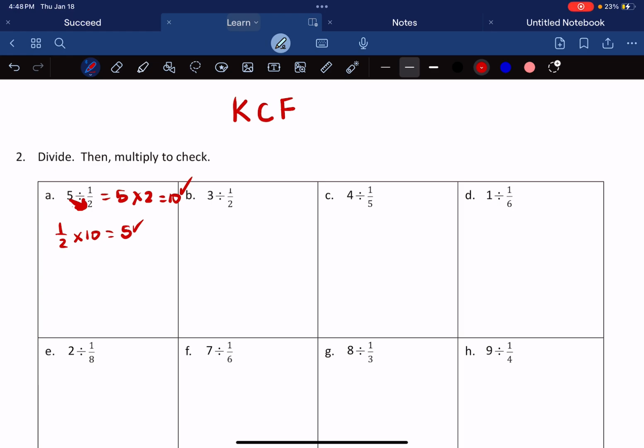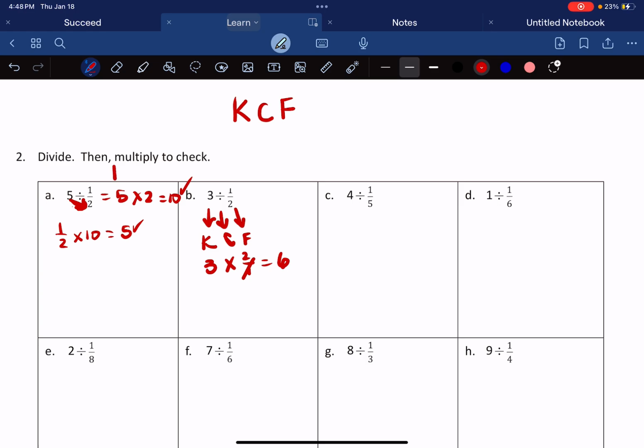So we're going to keep the first number. So we have 3. We're going to change division to multiplication, and we are going to flip the next number, whether it's a fraction or a whole number. So instead of 1/2, we're going to do 2/1. When we have 1 as our denominator, that can actually cancel out. And we do 3 times 2, which is 6.